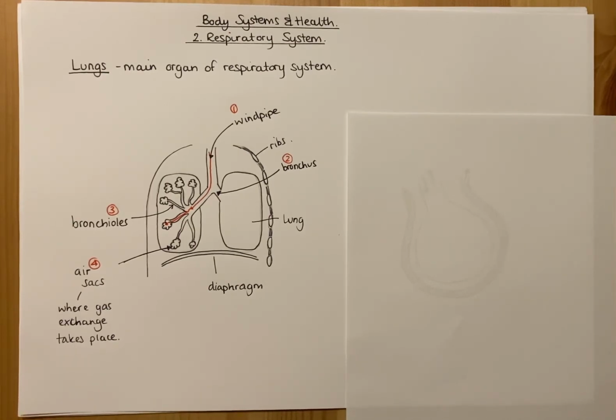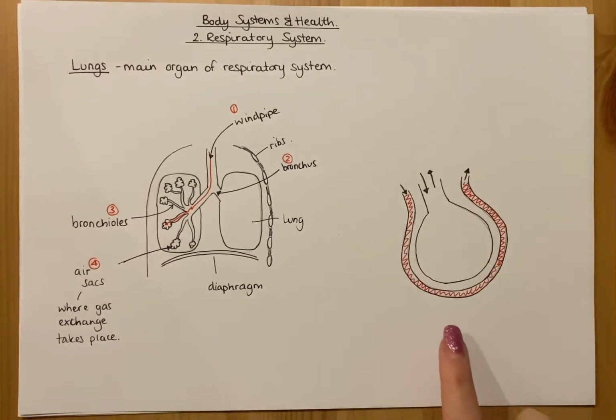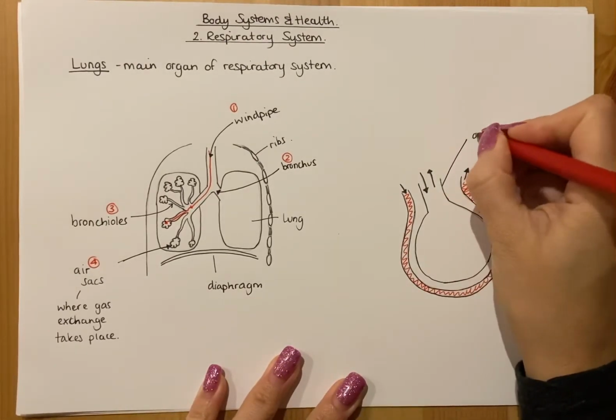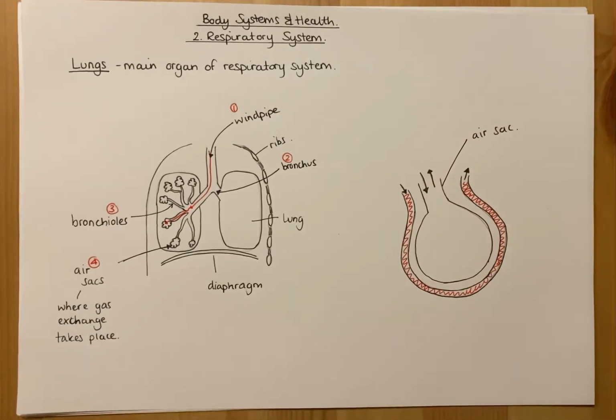So what you now need to know is a bit more about these air sacs. What I've done is I've drawn a bit more of a zoomed in version of an air sac. So this thing here is an air sac. Now these air sacs are the site of gas exchange. So what I mean by that is where gas is swapped between the blood and this air sac.